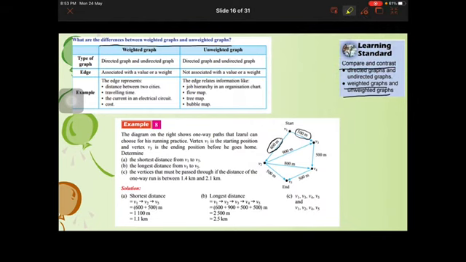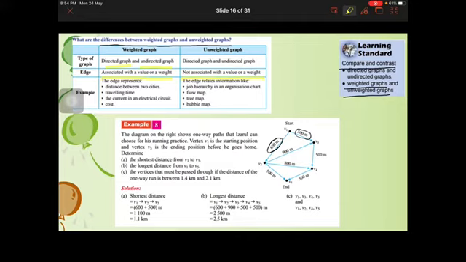A weighted graph is a directed graph, or it can be an undirected graph, but the edge is associated with a value or a weight. That is the difference. But for unweighted graph, it's not associated with a value or a weight. So for what I have explained just now, there is no value. That means that is an unweighted graph.